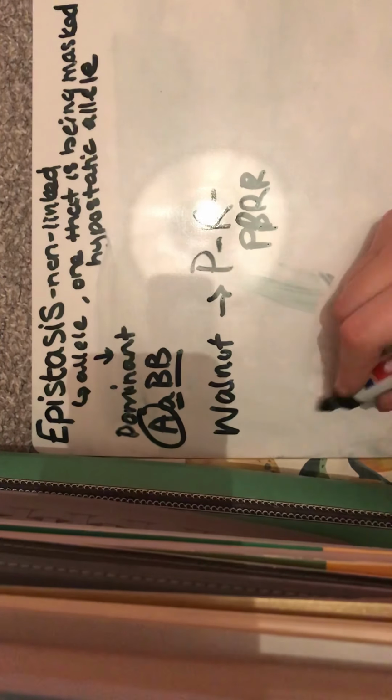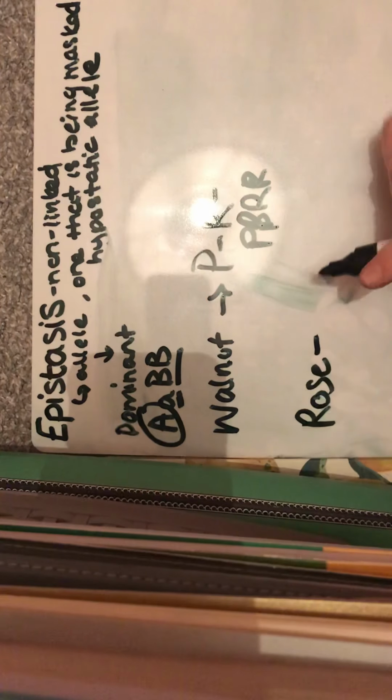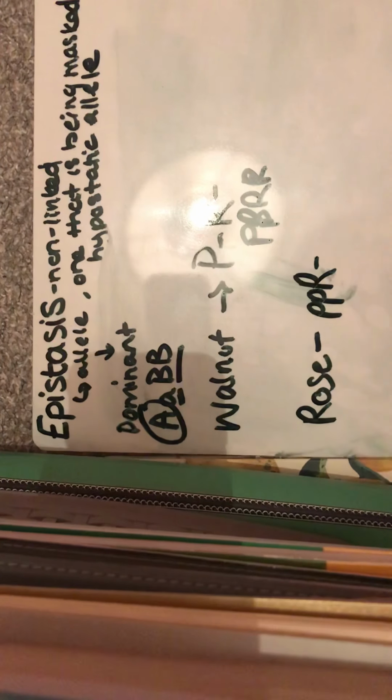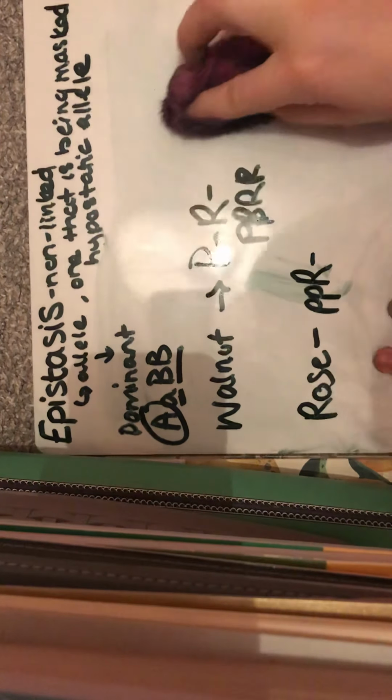So for rose comb, it is lowercase p, capital R dash. So it could be another capital R or it could be a lowercase r, and that would still produce a rose comb. Okay, so that's that. And then the last part about epistasis is, because what we've covered so far is antagonistic epistasis, where the presence of an epistatic allele masks the expression of the hypostatic allele. But complementary epistasis is where the genes work together to produce the final phenotype.